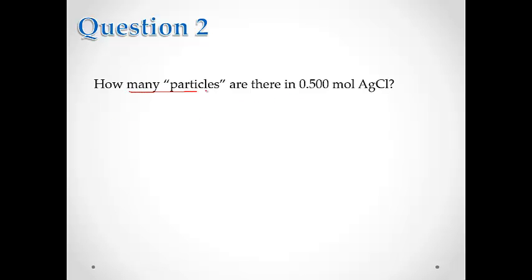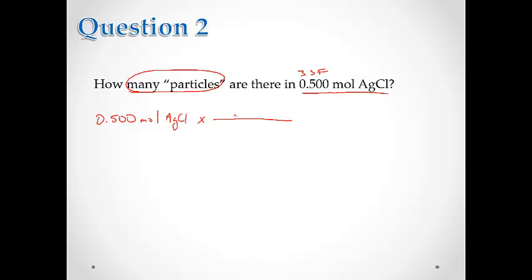So again, analyze the problem. We're looking for how many particles. We've been given the 0.5 moles. And that is going to be our starting point. 3 sig figs. Remember to pay attention to that. So our starting point has 3. We need 3 in our final answer. And that is in moles of AgCl.